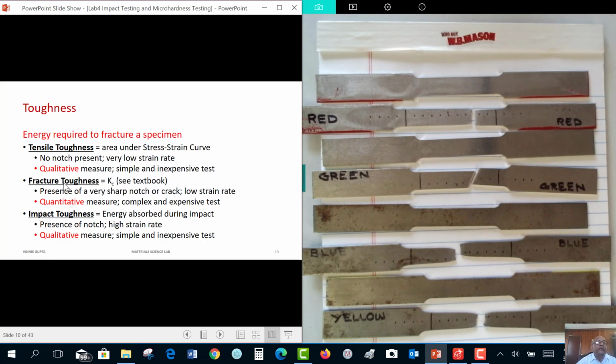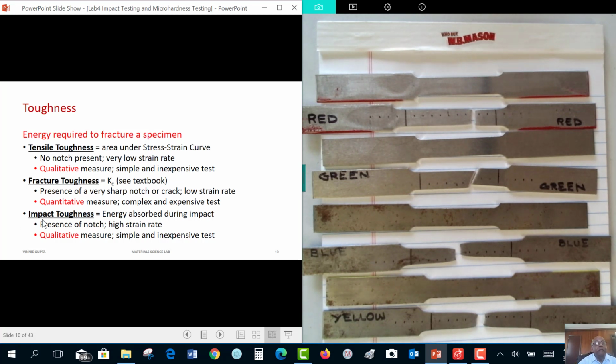The key measure when we really want to measure toughness of materials is called fracture toughness. There is a stress intensity factor which has a critical value for a given material. I want you to read about it, see your textbook. I think your professor is going to cover it in your lecture course. But this fracture toughness is measured when our specimen has a very sharp notch or crack. Then we deform the specimen at a very low strain rate and we measure how this crack grows. So this is a truly quantitative measure. However, this fracture toughness test is very complex and expensive.